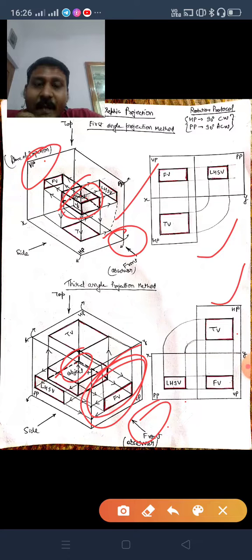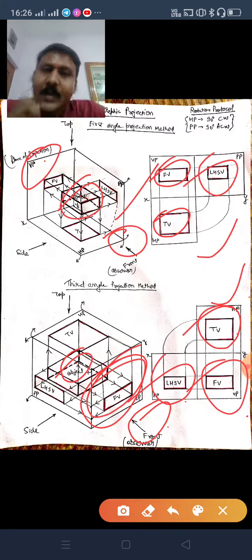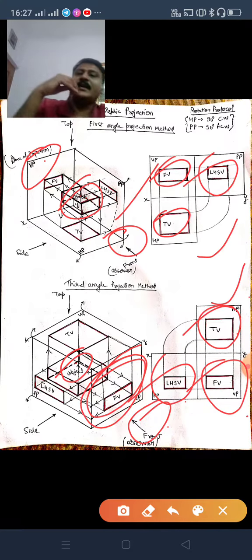In first angle projection method, HP is below XY line, VP is above XY line. But in third angle projection method, HP is above XY line, VP is below XY line. In first angle projection method, front view is above XY line, top view is below XY line. In third angle projection method, top view is above XY line, front view is below XY line. In first angle projection method, if you see the left hand side view, you have to draw it on the right side. In third angle projection method, if you see the left hand side view, you have to draw it on the left hand side only. So these are some of the differences between the first angle and third angle projection methods.